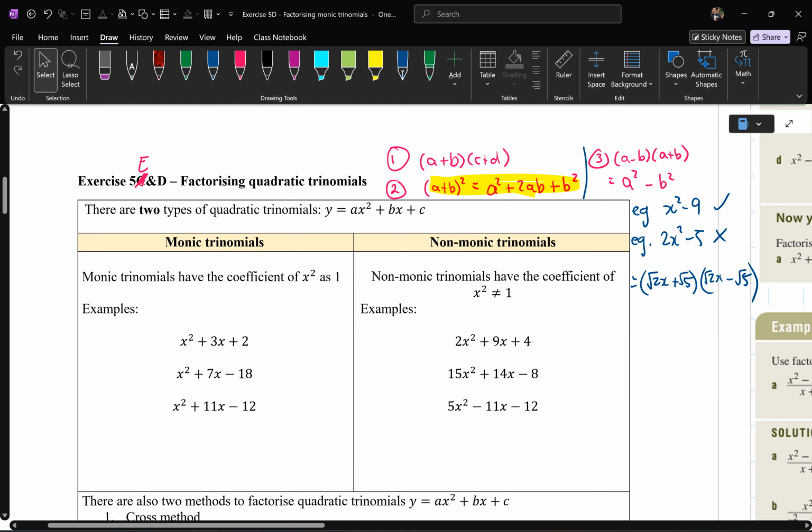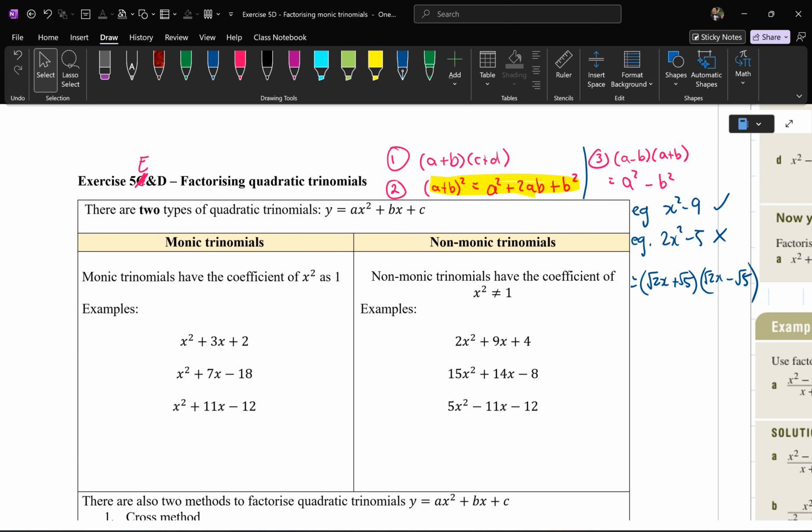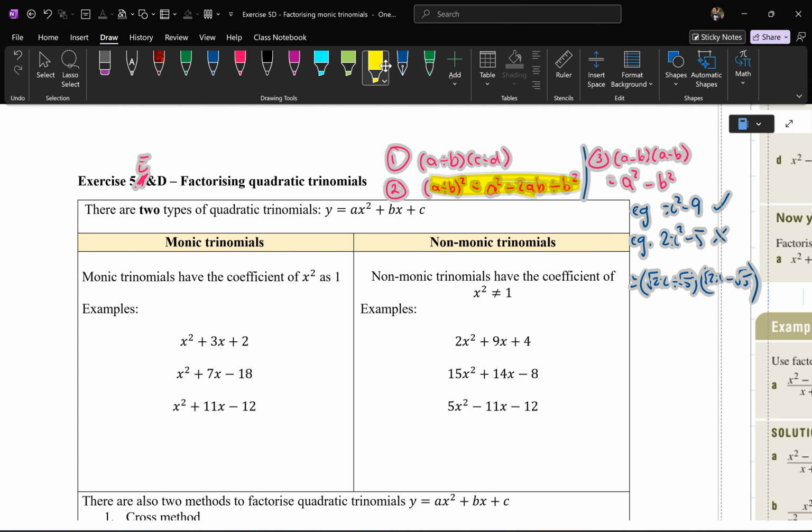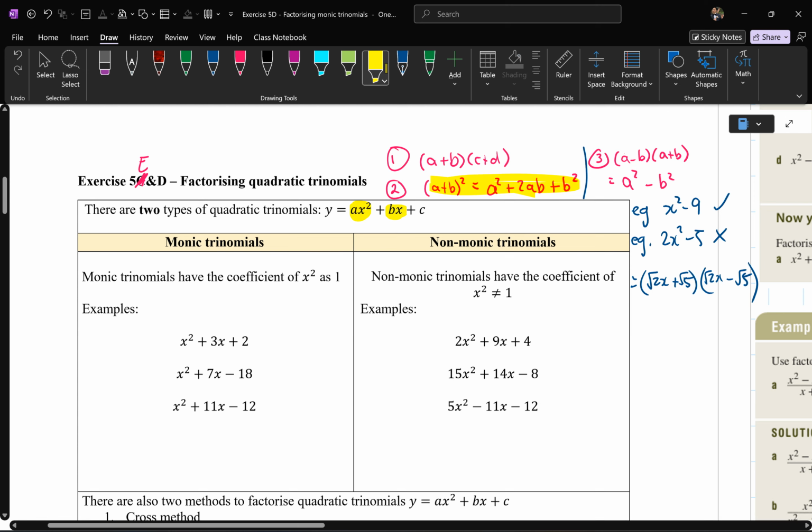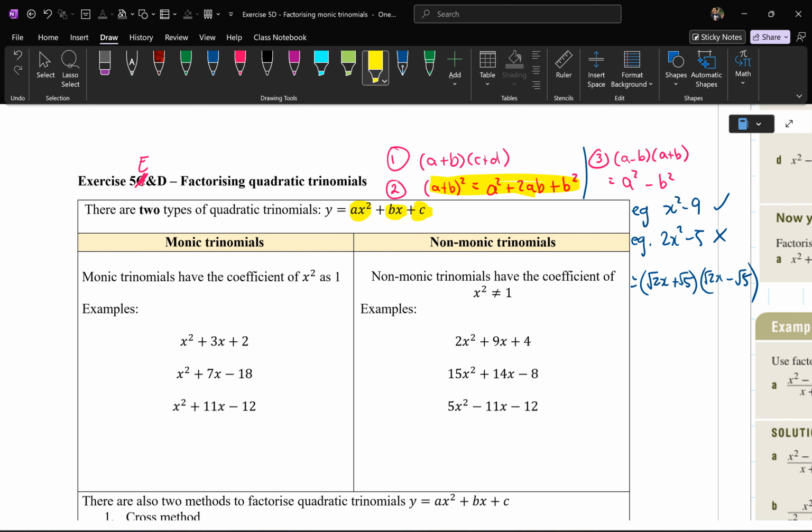Today's lesson, you're not dealing with expanding. You're not dealing with 2 terms only, so a squared minus b squared. You're dealing with what we call trinomials. Tri meaning 3. So in your quadratic expression, you end up with 1, 2, 3 terms. The reason why it gets tricky is because not all terms have something in common.